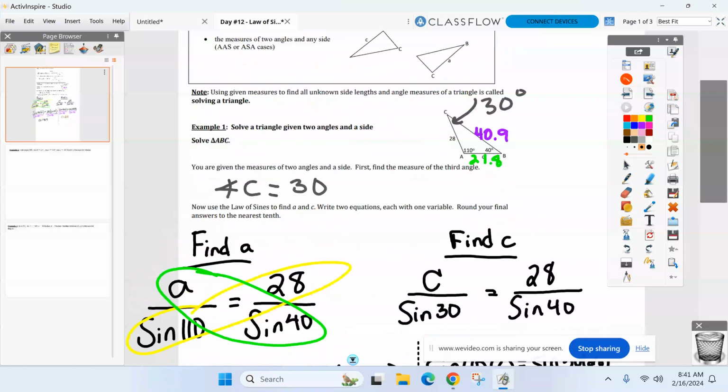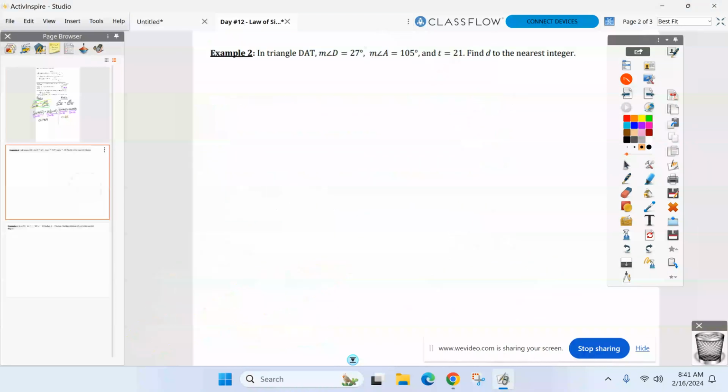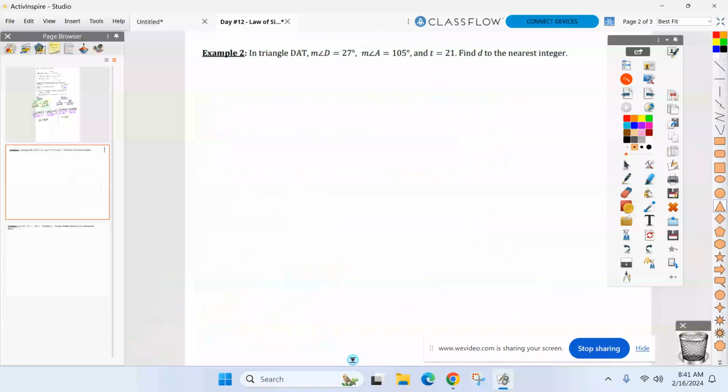Again, this works in a right triangle too. You can do sine of 90 degrees. This works in a right triangle if you ever have it. A couple more here. Good news, you don't have to solve for a triangle anymore, just a certain part of it. So I'll let you get this one set up on your own, triangle DAT.